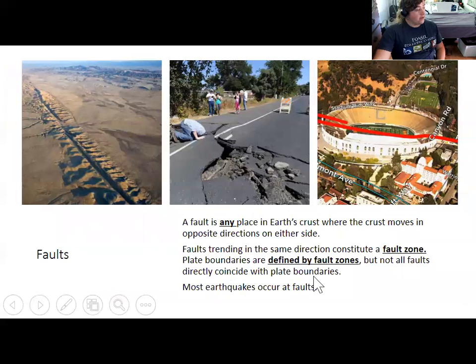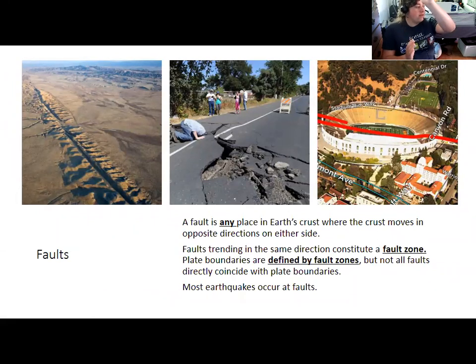So a fault is any place in Earth's crust where the crust moves. When I say opposite direction, I mean in different directions, like one side is moving up and the other moves down, or one side moves down and the other moves up, or stays in the same place, or they slide past each other in different directions. All of those cracks where that type of movement occurs are examples of different types of faults.